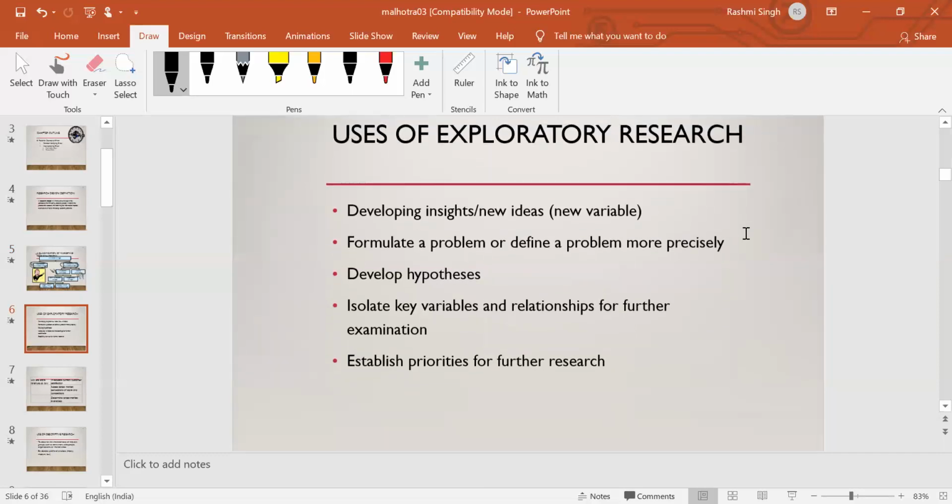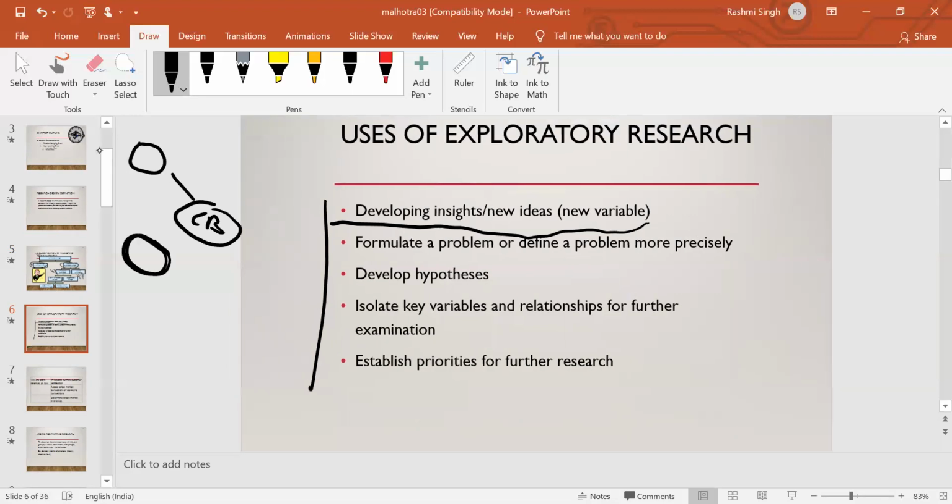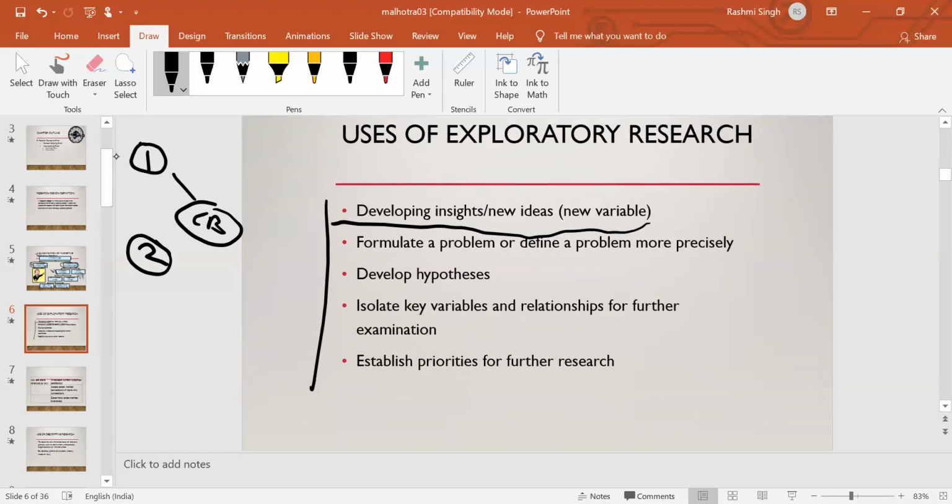The uses of exploratory research, or simply what is exploratory research. When you are developing insights, new ideas or new variables, as I already explained, when you come up with some new model. During my PhD, I performed research on compulsive buying. There are two variables, sources of stress, first and second. Then compulsive buying is related to post purchase regret, and I used self-esteem as a mediator. So this is my model.